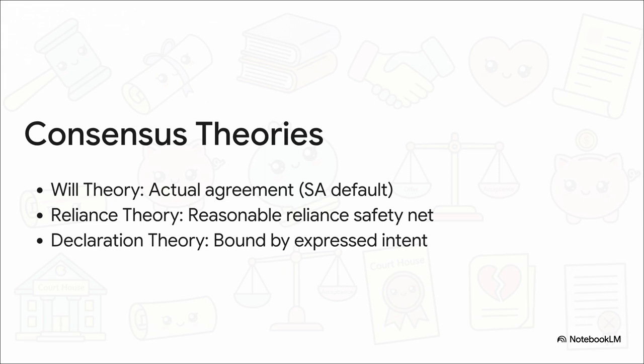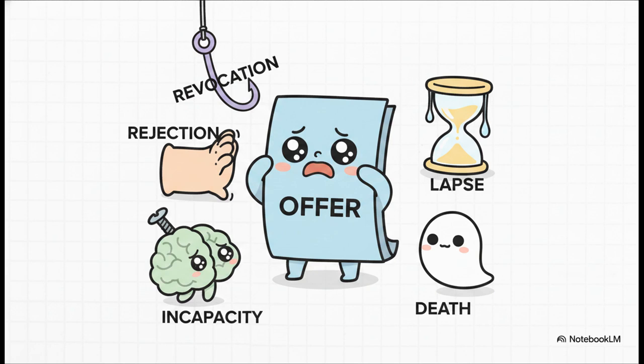If one party created a reasonable reliance in the other person's mind that consensus was reached, they can still be bound to the contract. And then there's the declaration theory. That one says you are bound only by what you expressed out loud, ignoring your true inner intent entirely. But listen closely, that is not applied in South African law. You build consensus to a firm, complete offer and an unqualified acceptance. Remember, any qualification you add turns it into a counteroffer.